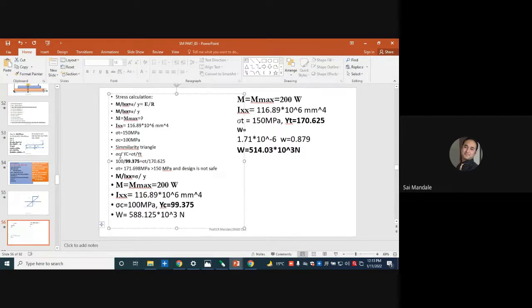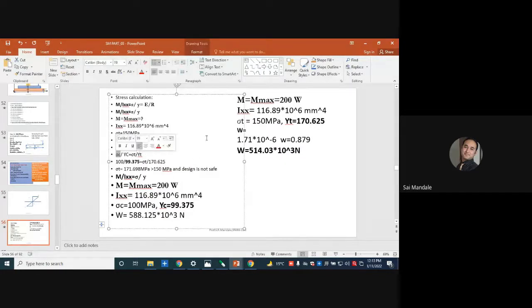Sigma C is given to you, how much is it? 100 MPa. YC we don't know. Sigma T is given as 150. So we have to calculate YC and YT. Can anybody tell me how to calculate the values of YC and YT? If I know Y bar, can I calculate YC and YT? Yes. YC plus YT is equal to the total length.